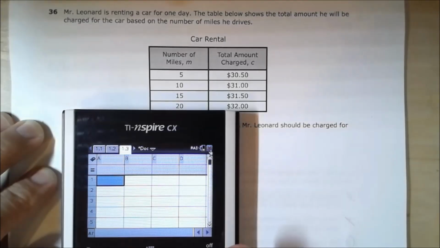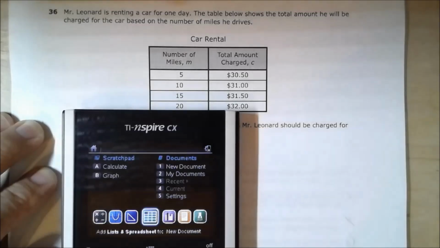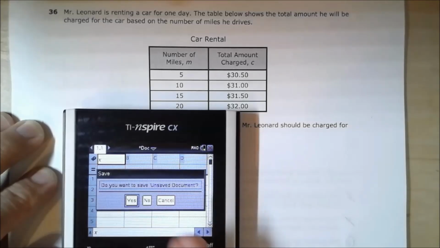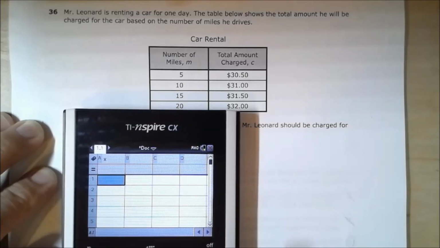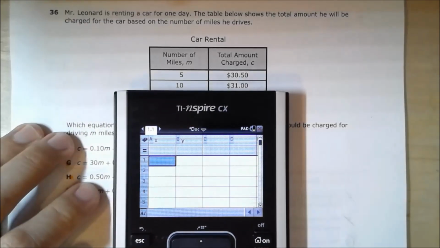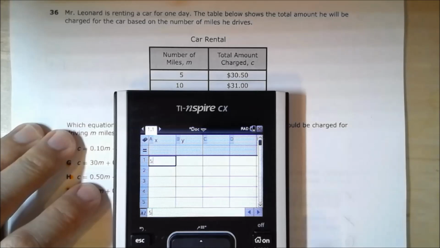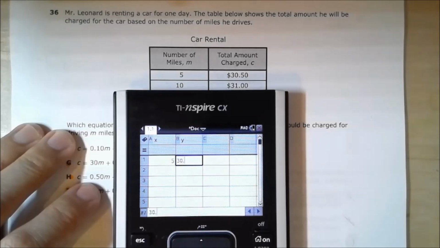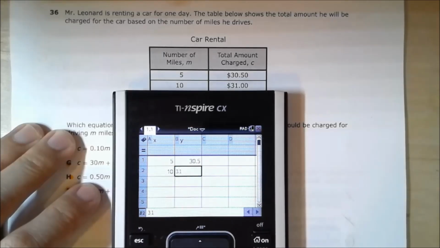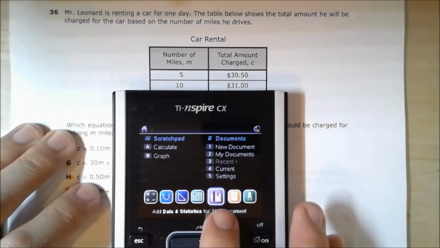Remember to go ahead and delete that spreadsheet, the previous one. I'm going to change A to X, and I'm going to change B to Y. And then we're going to plug in our numbers. So I'm going to use the first two. I think that's always the easiest thing to do. So I'm going to put in 5 for X, and we're going to go ahead and put in 30.50 for Y. Then we're going to put in 10 for X and $31 for Y.